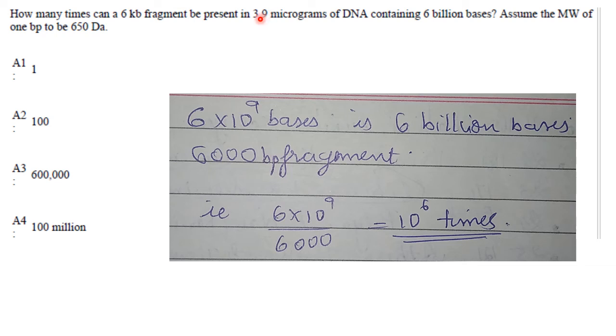So all these, like 3.9 micrograms of DNA and 650 Dalton, are not required. So 6 into 10 raised to 9 bases is 6 billion bases, and 6 kb is 6000 base pair fragment. So divide them, you will get 10 raised to 6 times. The answer is not given in the options, but this is the way you have to do it. So that is the answer, that is 10 raised to 6.